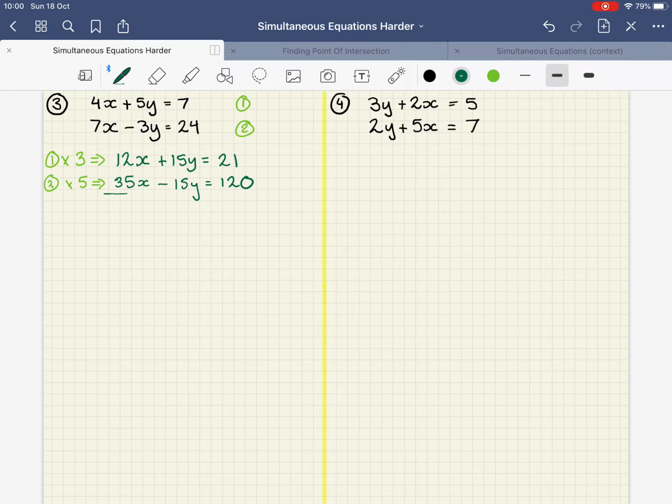And then I've got to add them up. So 12x, and remember I'm adding them up because my signs are different here. So I'm going to add them. So 12x add 35x is going to give me 47x. The 15y's are going to cancel out, and then my next one is going to be 141.